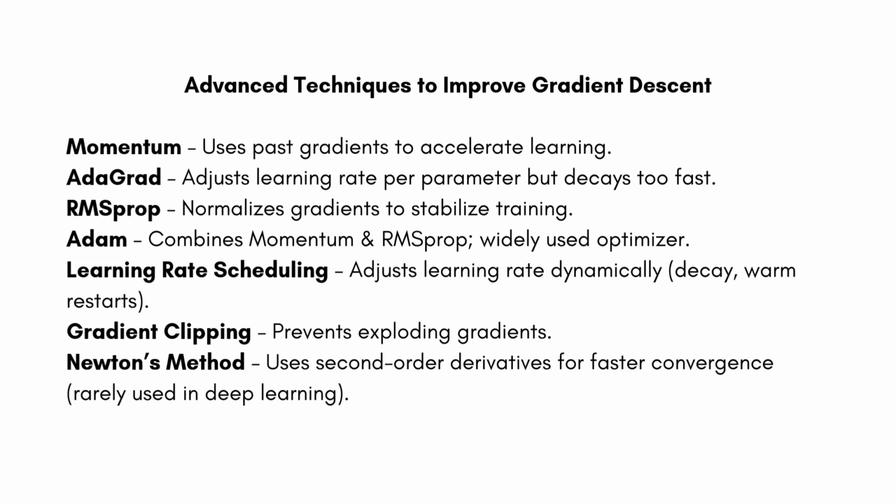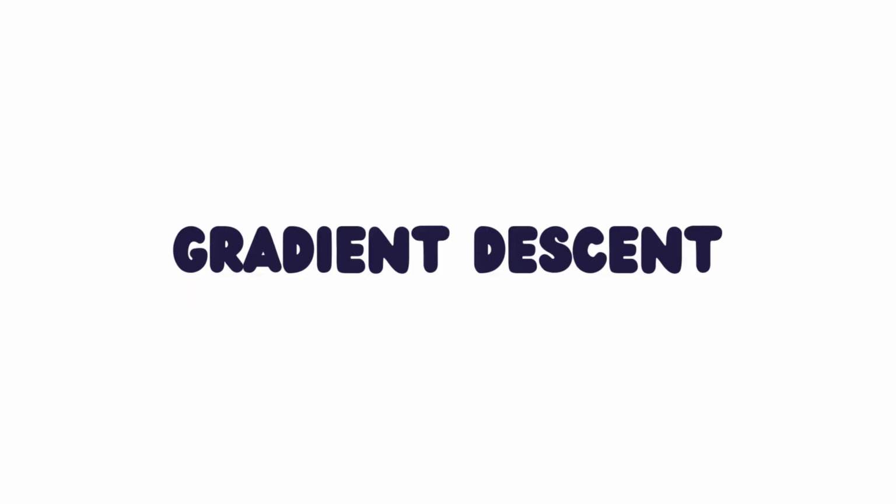So, gradient descent is truly the backbone of machine learning optimization, and I hope this video has made it easier to understand. Don't forget to try the code we implemented today and experiment with different datasets and learning rates.